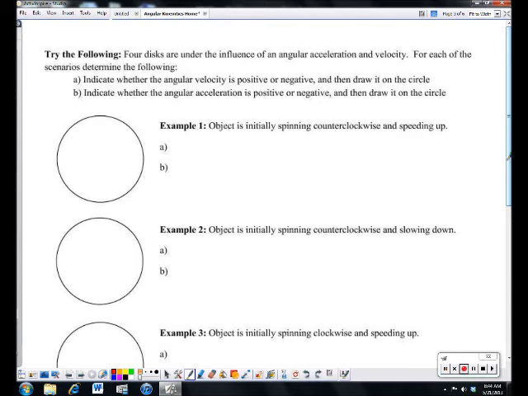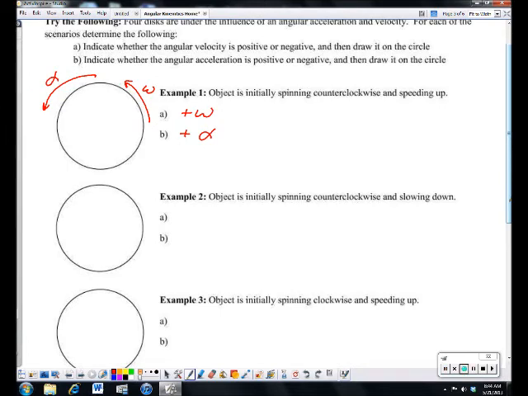So example number 1 says an object is initially spinning counterclockwise and speeding up. So W is this way, and because I'm speeding up, I know alpha is pushing in the same direction. So that means positive W and positive alpha. In number 2, the object is spinning counterclockwise and slowing down. So my angular speed or angular velocity is counterclockwise as stated, but because I'm slowing down, my angular acceleration is pointed the other way. Therefore, I have a positive W and a negative angular acceleration.